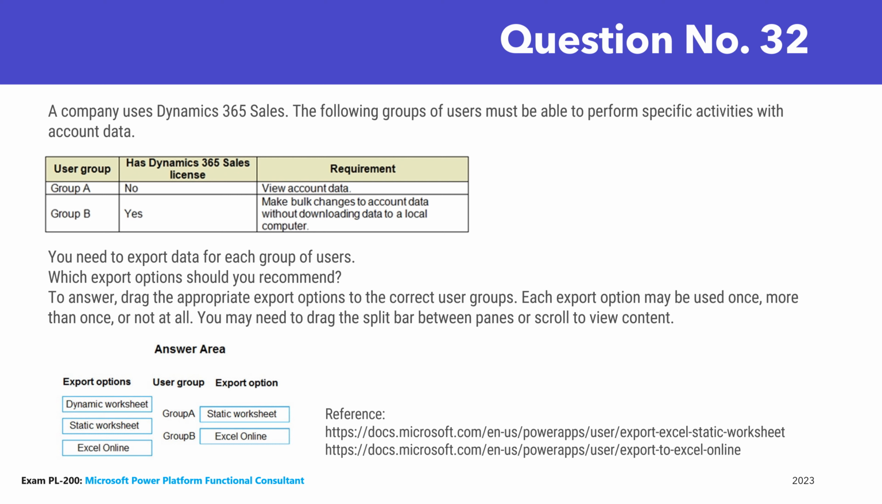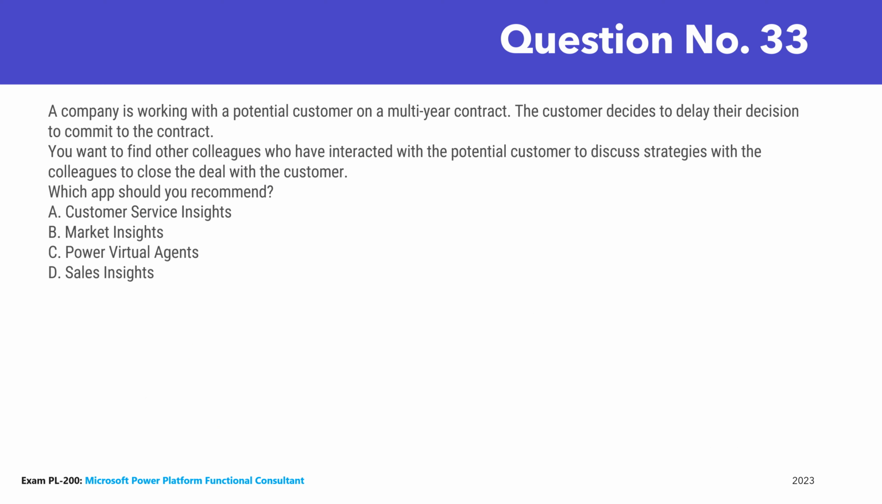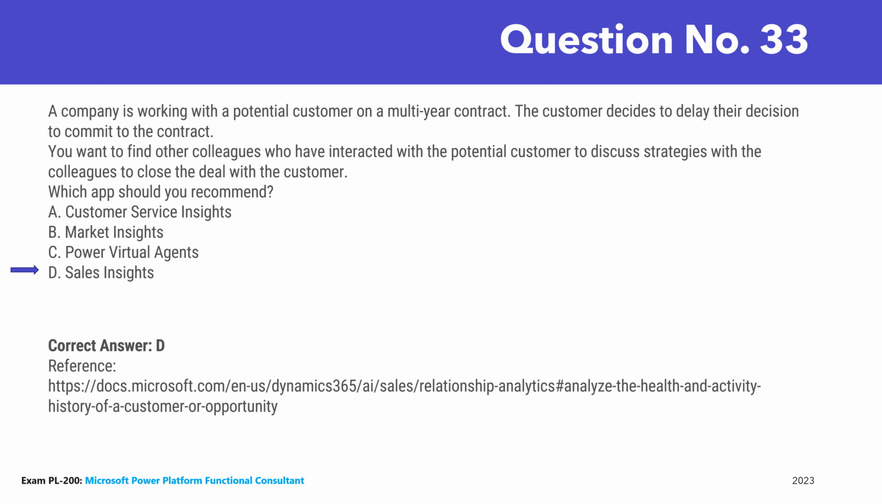User group B, export option: Excel Online. A company is working with a potential customer on a multi-year contract. The customer decides to delay their decision to commit to the contract. You want to find other colleagues who have interacted with the potential customer to discuss strategies with the colleagues to close the deal with the customer. Which app should you recommend? A. Customer Service Insights. B. Market Insights. C. Power Virtual Agents. D. Sales Insights. Correct answer, D.